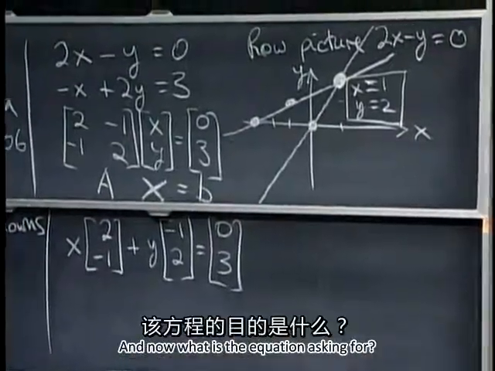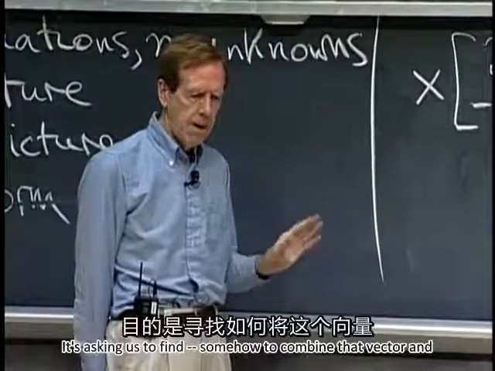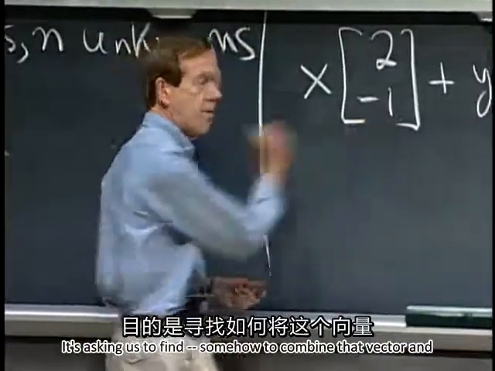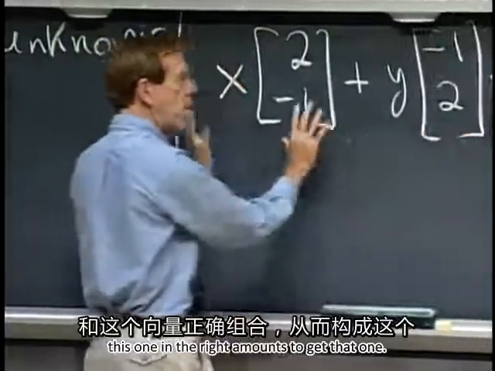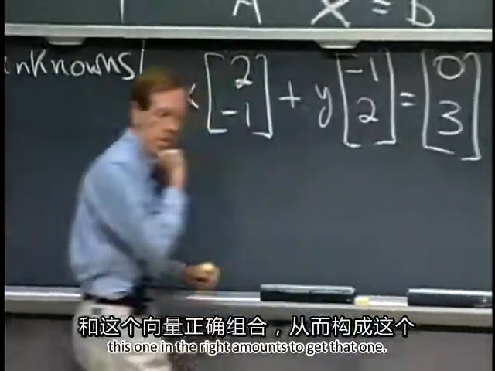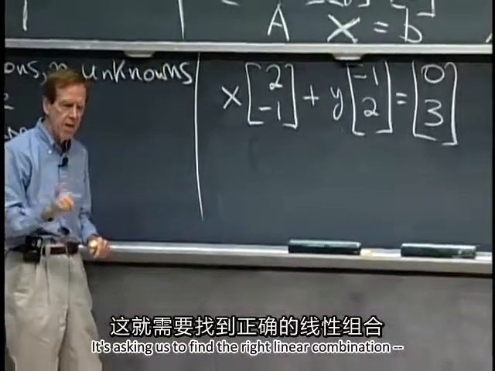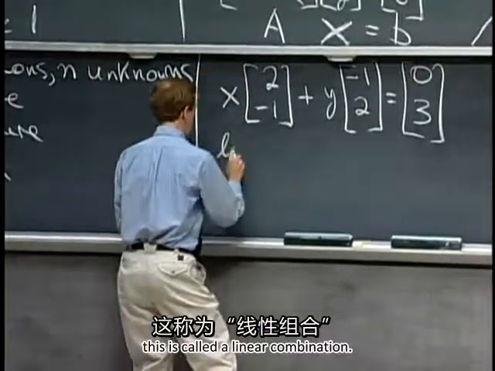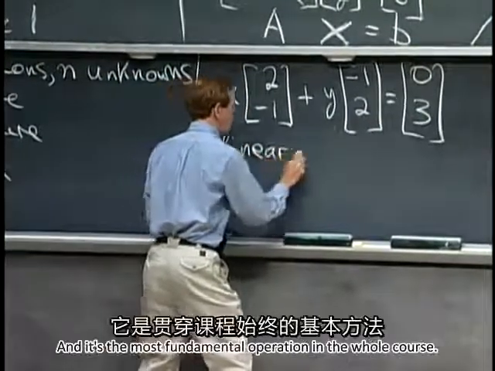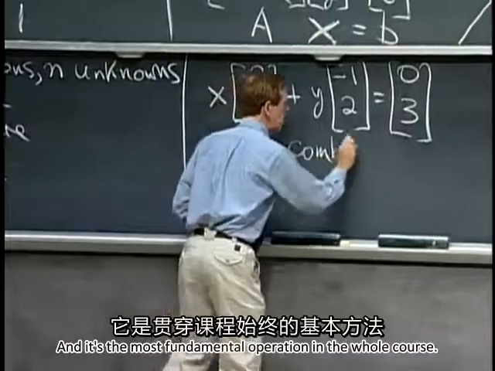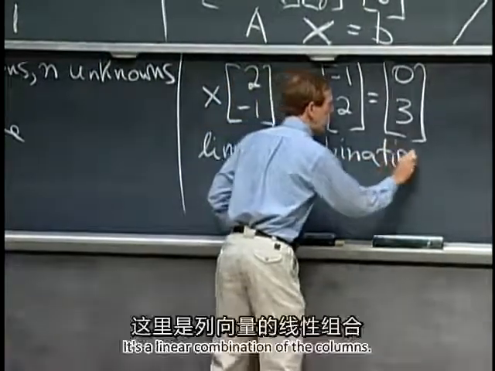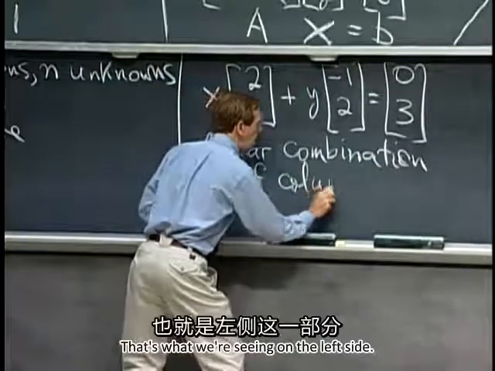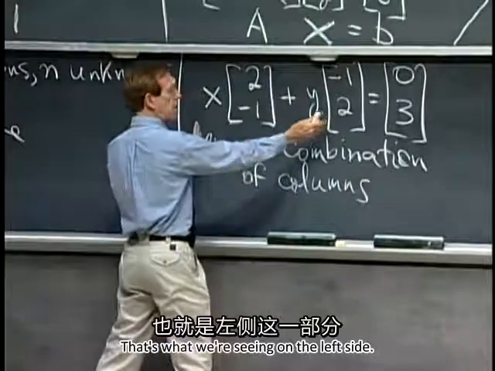And now what is the equation asking for? It's asking us to find, somehow to combine that vector and this one in the right amounts to get that one. It's asking us to find the right linear combination. This is called a linear combination. And it's the most fundamental operation in the whole course. It's a linear combination of the columns. That's what we're seeing on the left side.